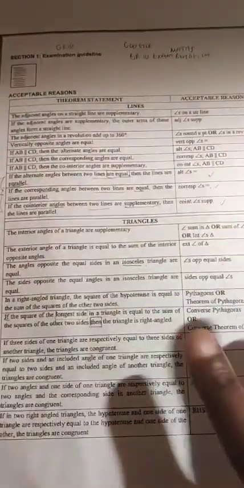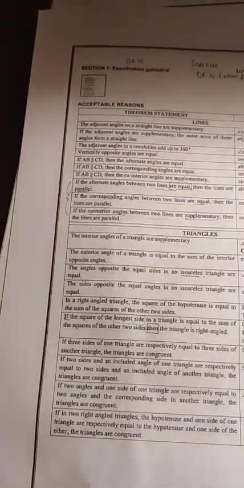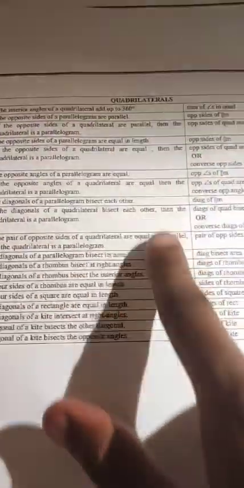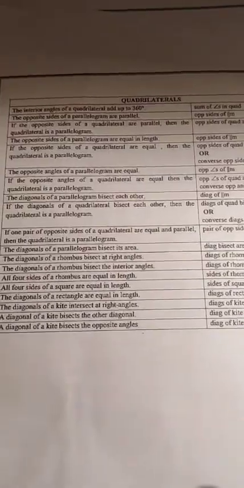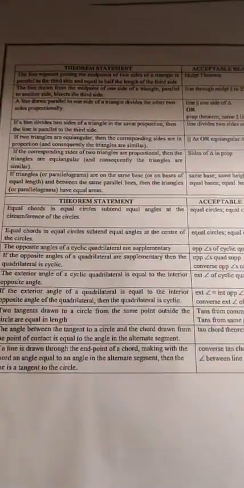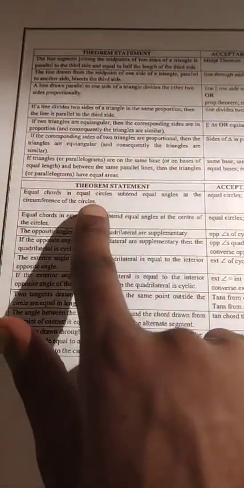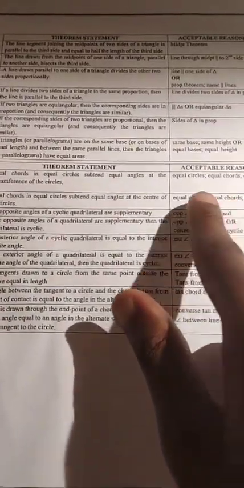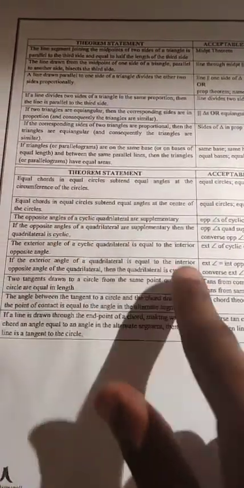So guys, this document, get it as a matter of priority. You see, for quadrilaterals, here, the statements, all of them. For quads. Yeah, for quads. Circles. You see?